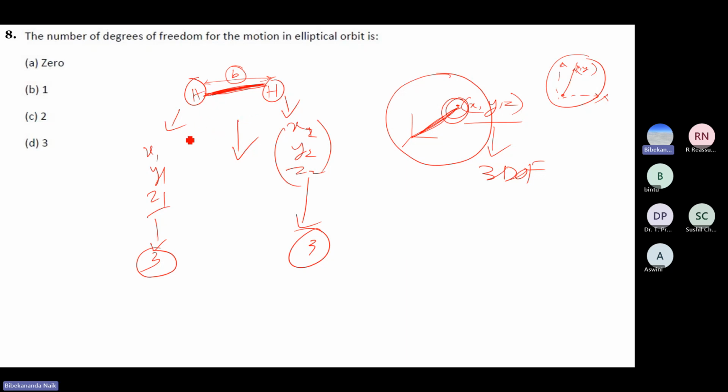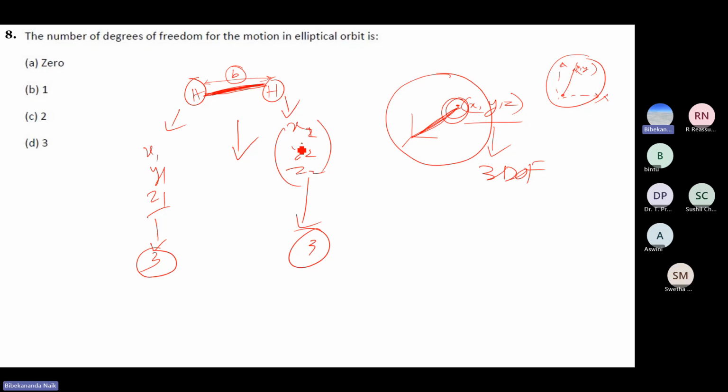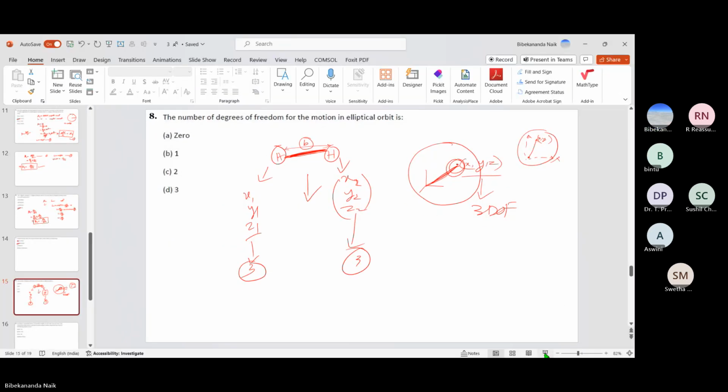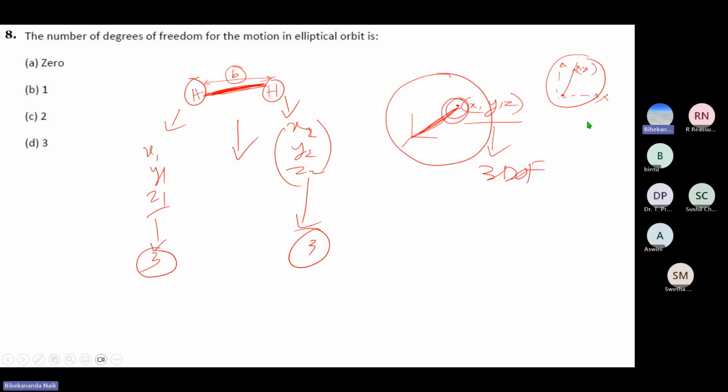So if the system is in space, one hydrogen atom has 3 coordinates, the other hydrogen atom has another 3 coordinates. But when they move, the distance between these two hydrogen atoms always remains the same because they are in a molecule. So here, this bond length b will act as a constraint, since the two hydrogen atoms are bonded, so their motions will be constrained.